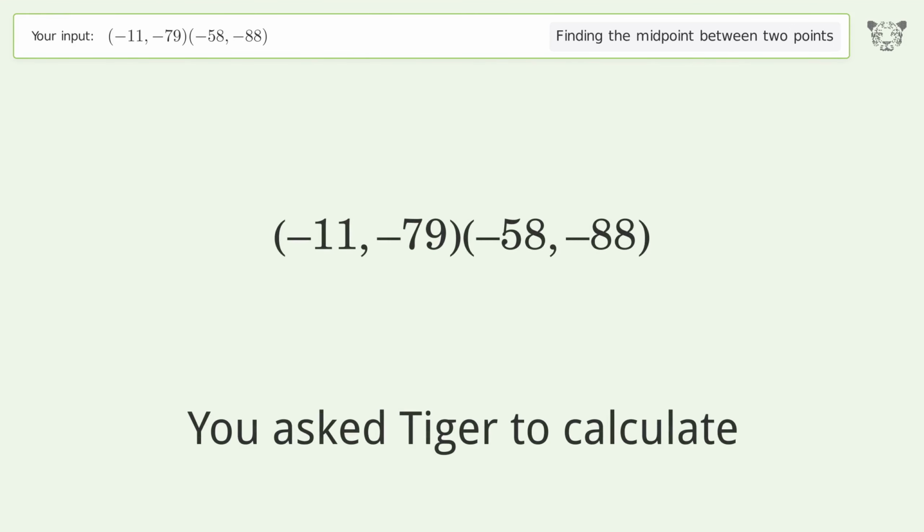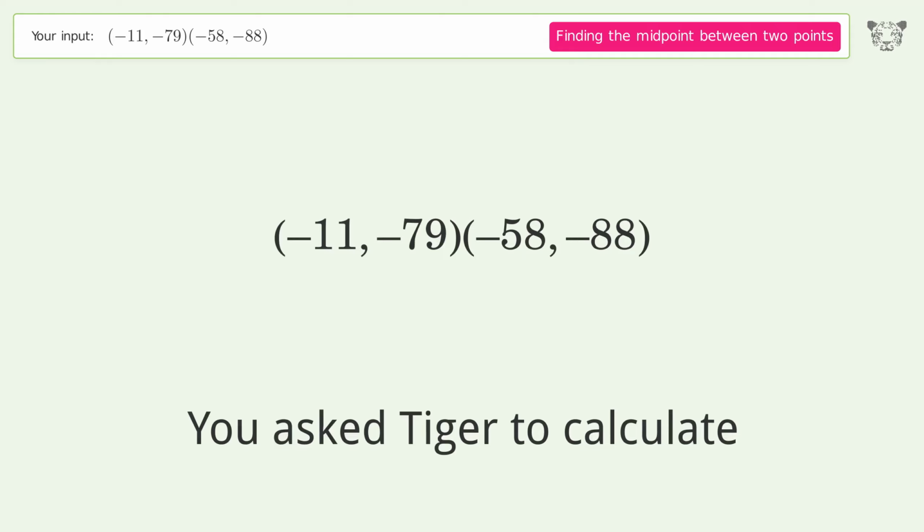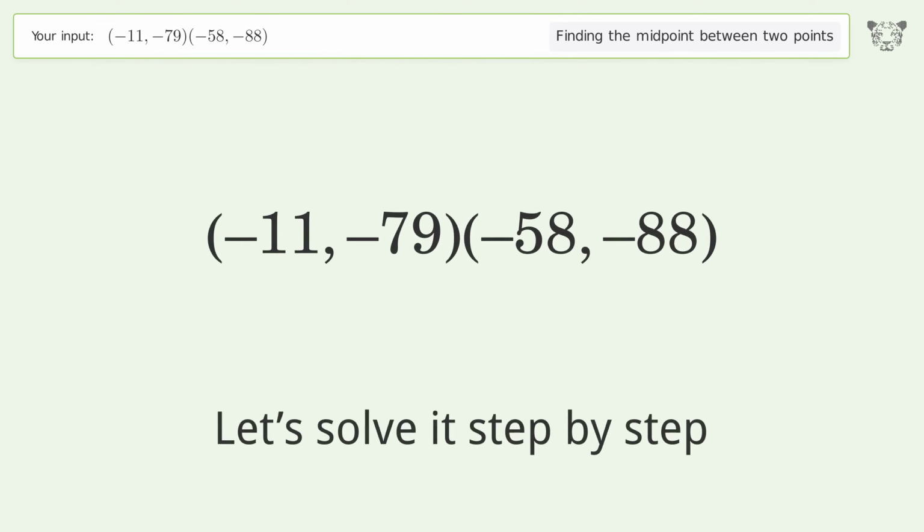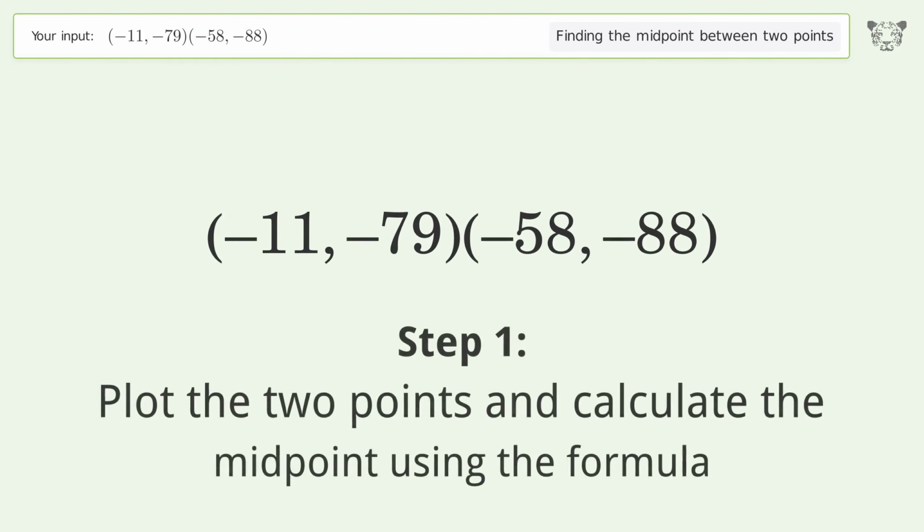You ask Tiger to calculate. This deals with finding the midpoint between 2 points. The midpoint between the 2 points is -34.5, -83.5. Let's solve it step by step. Plot the 2 points and calculate the midpoint using the formula.